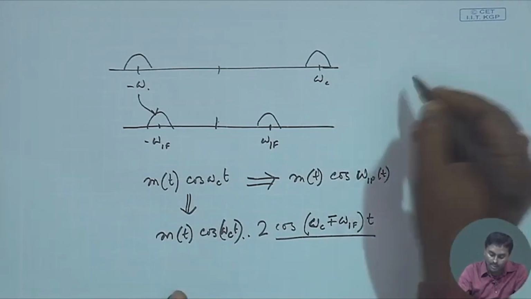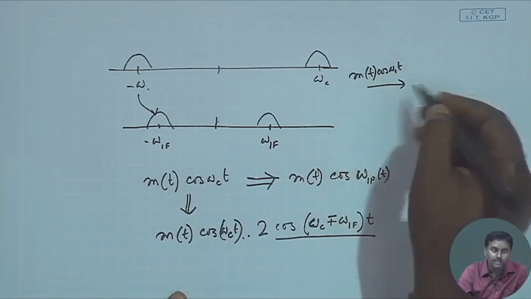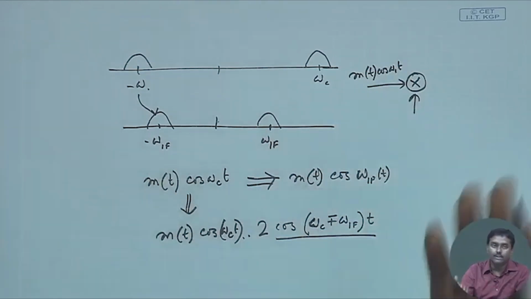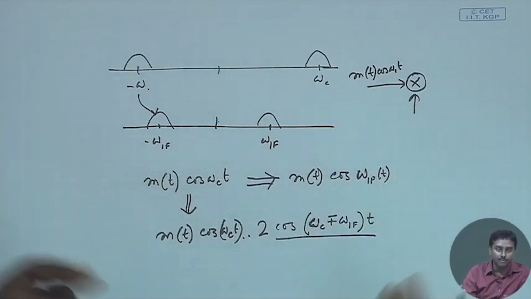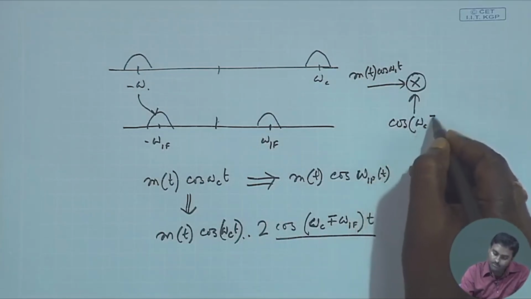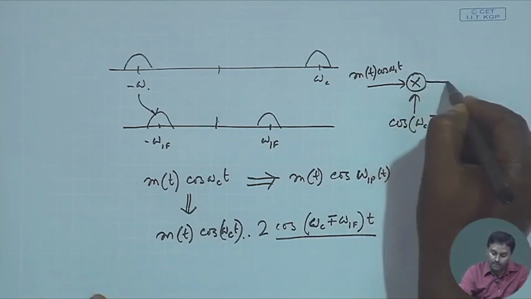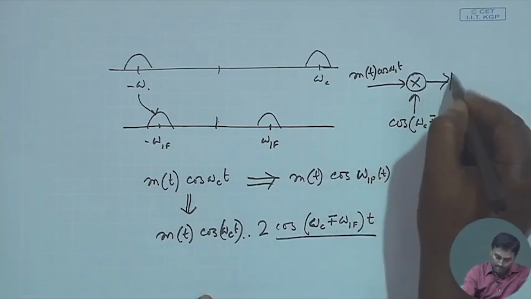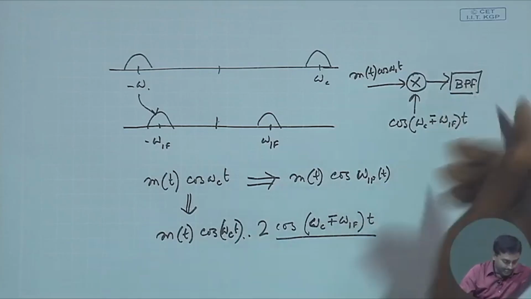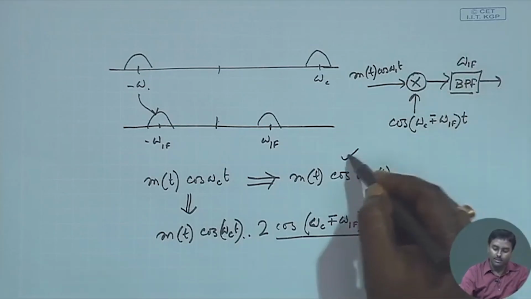So, my circuit will look like this. This is m(t) cos omega c t which is coming to me, I receive it through an antenna, then I put a multiplier circuit, whichever way we have already talked about how to design a multiplier circuit, and then I multiply this with cos (omega c minus or plus omega if) t. Whatever I get, after that I put a band pass filter, which is centered around that omega if. You will say that this will give me this particular signal back.